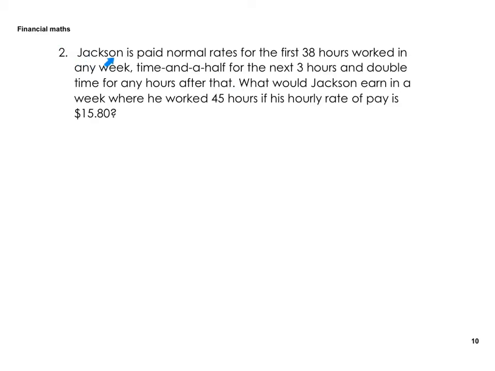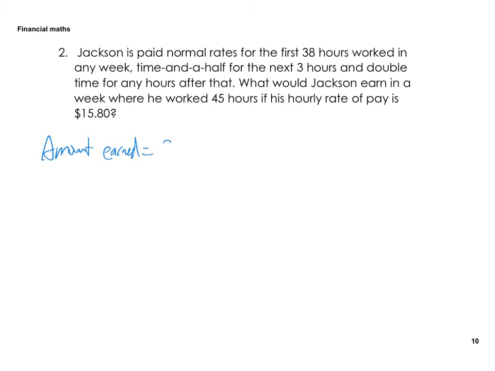Question 2. Jackson is paid normal rates for the first 38 hours worked in any week, time and a half for the next 3 hours, and double time for any hours after that. What would he earn if he works 45 hours and his rate is $15.80? So amounts earned. So you have your normal, time and a half, and your double time.